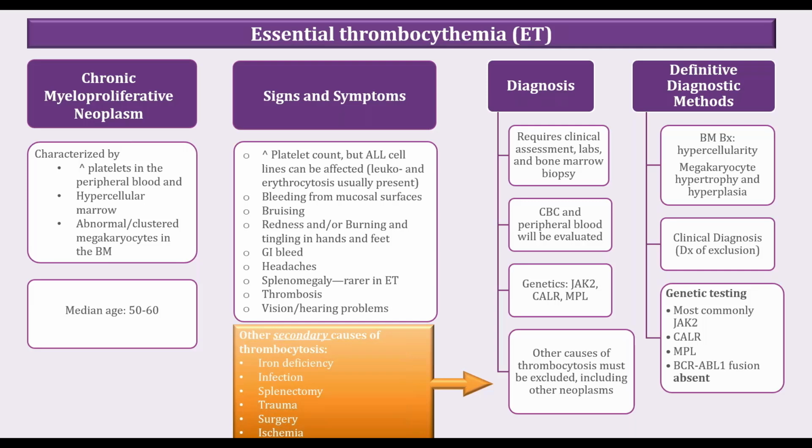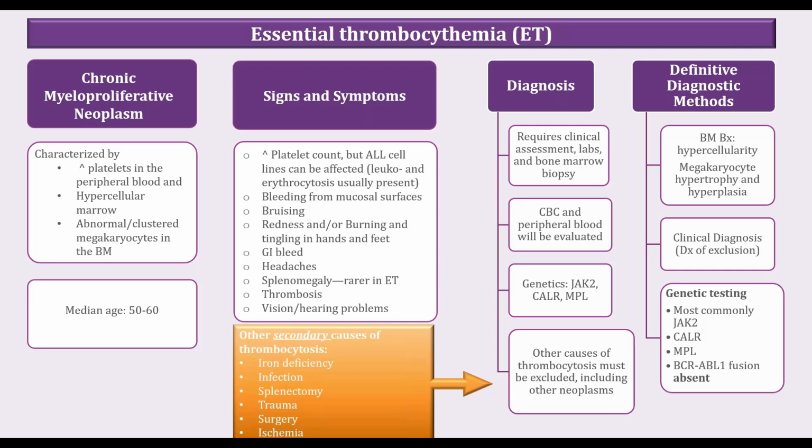Iron deficiency could be one of the other secondary causes of thrombocytosis. So we need to be on the lookout for that. So those would be iron deficiency, infection, splenectomy, trauma, surgery, or ischemia. So again, we want to be able to rule out other causes besides neoplasm.